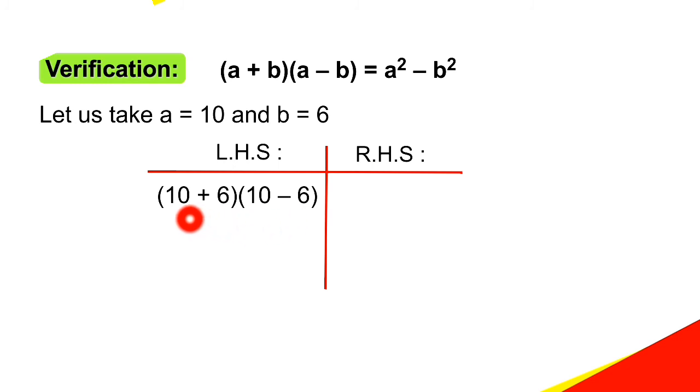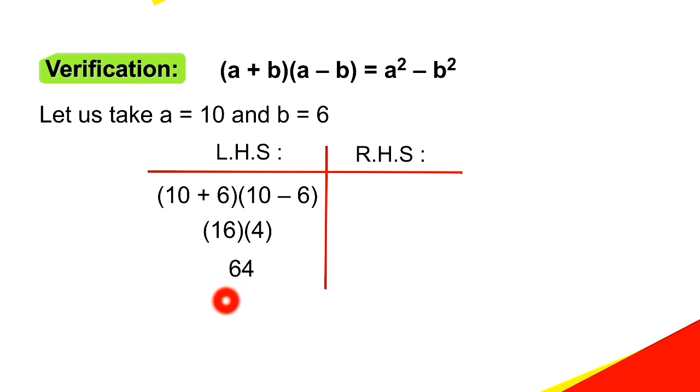According to BODMAS, you have to solve the bracket first. So 10 plus 6, what can we get? Right, that is 16. 10 minus 6, that is 4. Now 16 into 4, what can we get? Students, try it without using a calculator. Right, very good. That is 64.